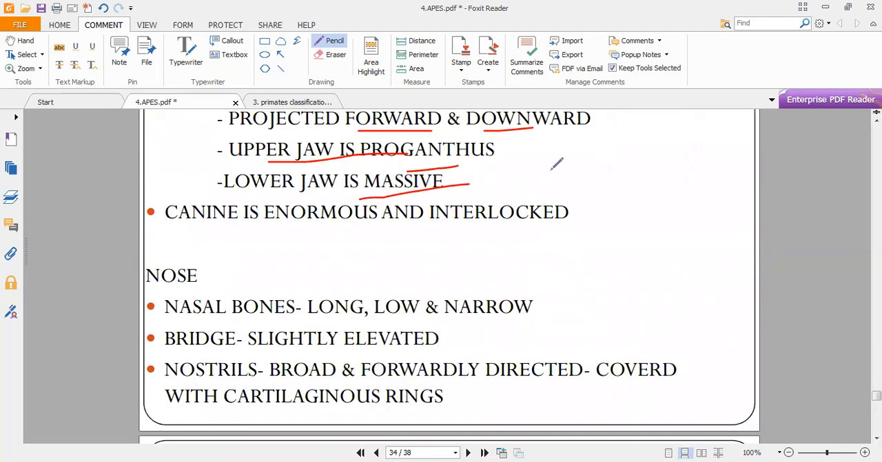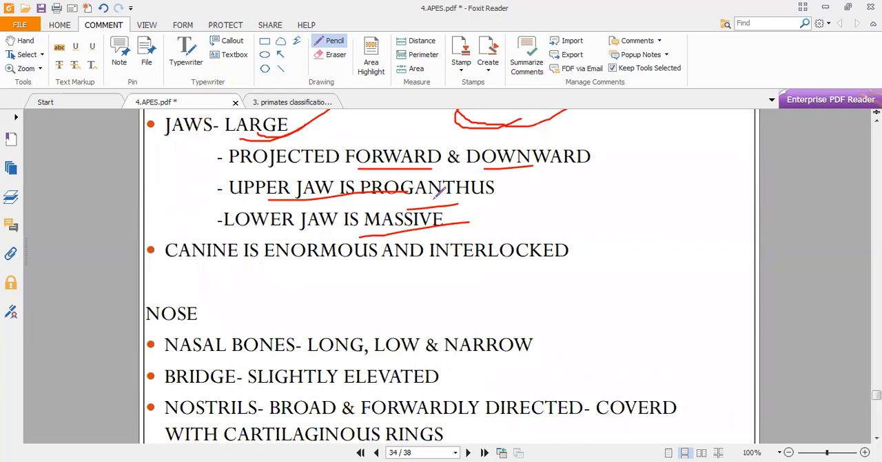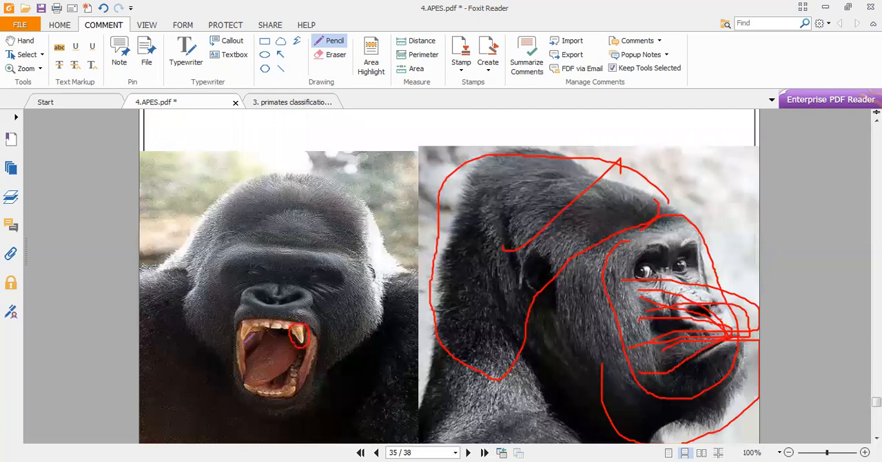Lower jaw is massive. This has to be massive because they have to chew a lot. And canine is again enormous and interlocked. See, this is the enormous canine, very strong canine teeth. It is a show of power. They show their power with the help of this canine teeth.